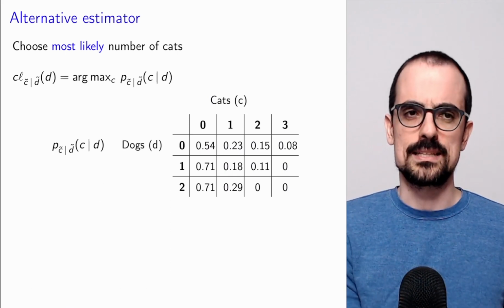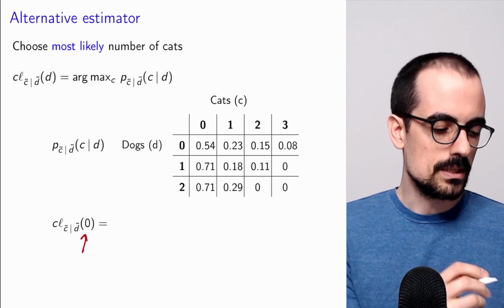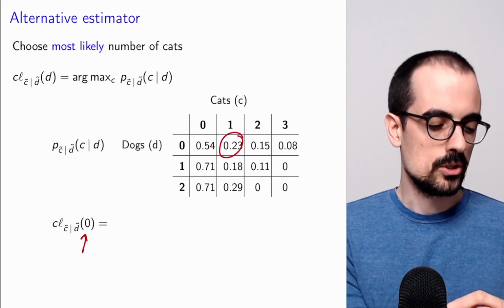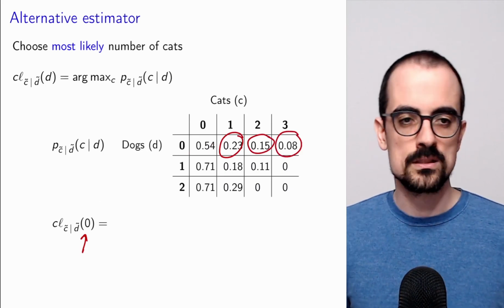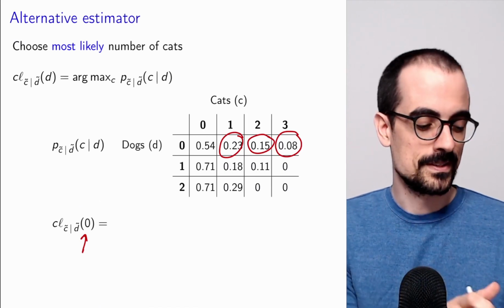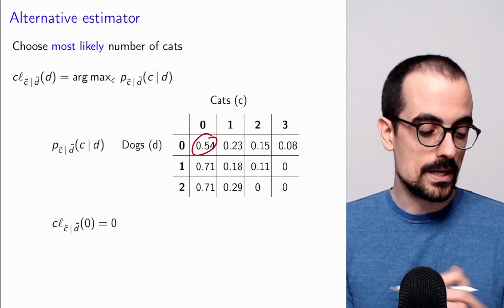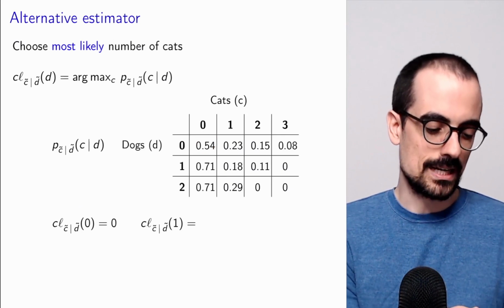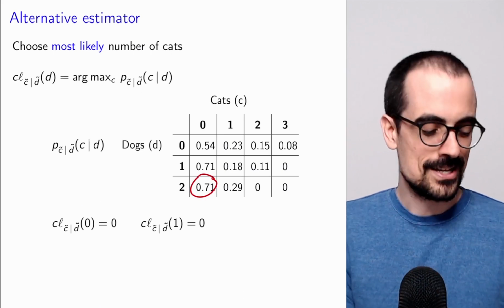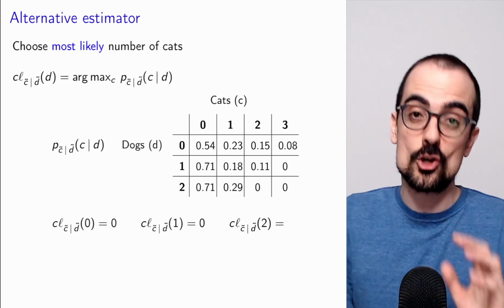So let's take a look at what that estimator would look like. If someone has 0 dogs, then the probability that they have 0 cats is 0.54, the probability that they have 1 cat is 0.23, 2 cats 0.15, 3 cats 0.08. So if we want to just choose between these options, the most reasonable option is 0. Okay? Because it has the highest probability. If we do that when someone has 1 dog, again 0 has the highest probability. If we do that when someone has 2 dogs, 0 has the highest probability.